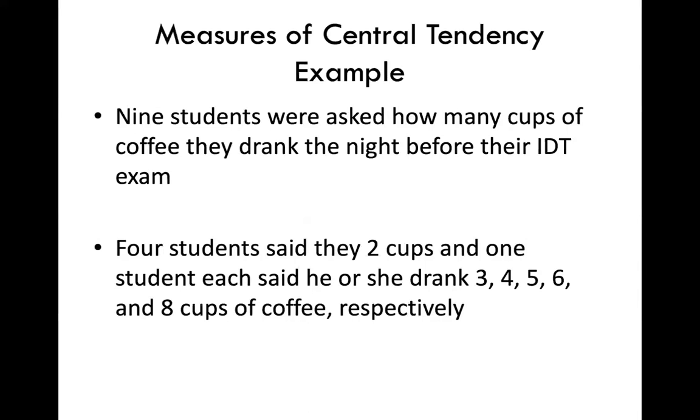So here's a simple example using a really small sample of students. These students were asked how many cups of coffee they drank the night before their IDT exam. Kind of a silly example, but something that hopefully lets you focus on the statistics and not pathophysiology, for example. In this example, 4 students said they drank 2 cups. One student each said he or she drank 3, 4, 5, 6, and 8 cups of coffee, respectively.